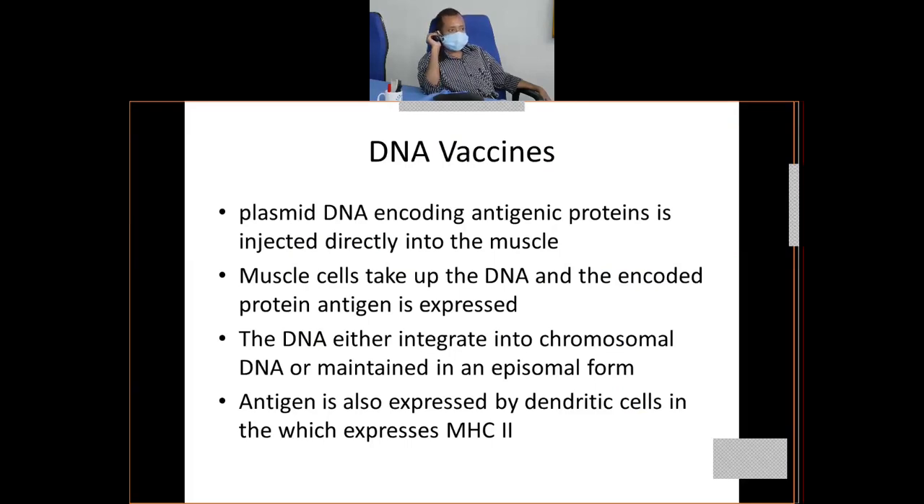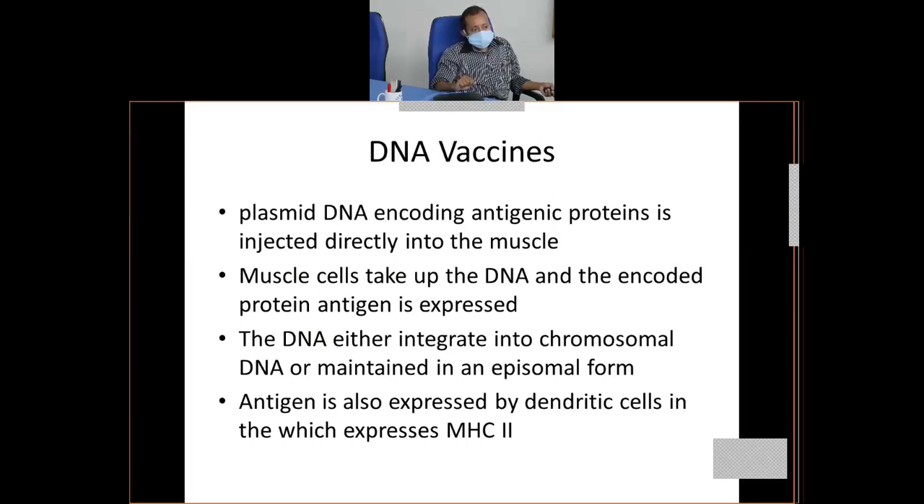And finally, the DNA vaccines. Here we are not using any vector; we are directly incorporating the DNA. If we know the DNA sequence of a particular antigen, we can synthesize that sequence of DNA, and that DNA can be directly injected. If you directly inject that DNA, it will be taken up by muscle cells or dendritic cells. Whenever a muscle cell or dendritic cell takes up this DNA, it can be incorporated into the chromosome, or it can remain in episomal form also.